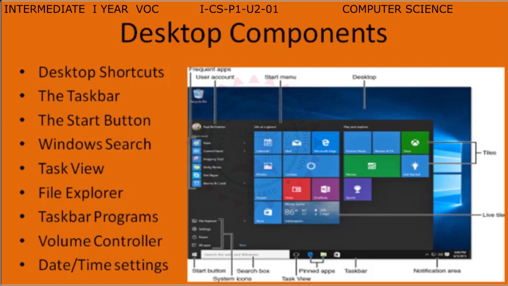Desktop components. The moment we start a Windows 10 PC, the first screen that appears is called the desktop. The desktop shows various components. These components are desktop shortcuts, the taskbar, the start button, Windows search, task view, file explorer, taskbar programs, volume controller, date and time settings.